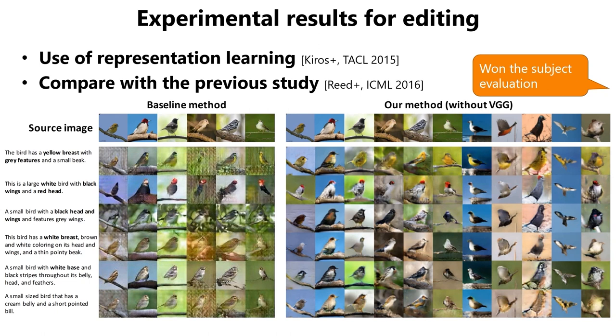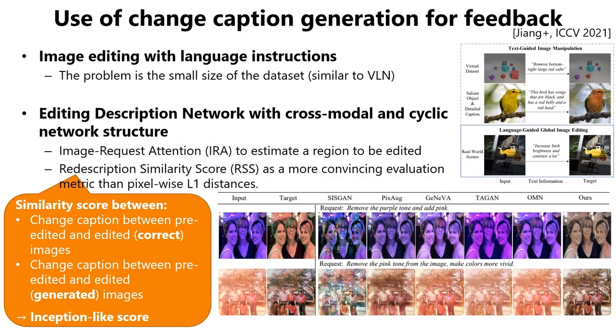In addition, in this example, the authors proposed an approach called change caption generation, which utilized another caption generation method for feedback. In the example at the top right, for example, the task of changing the content of an image by providing text is mutually linked to change caption generation, which generates the change in context between two images. The proposed method can use a cyclic consistency that is similar to the going-to-and-coming-back loss.